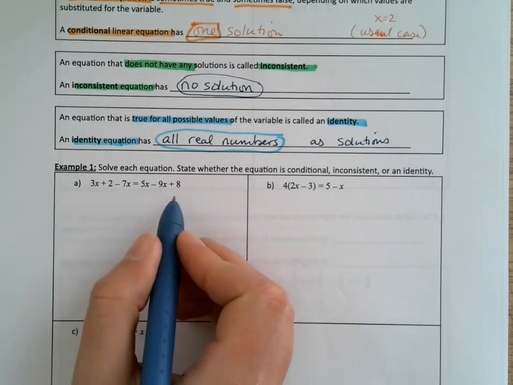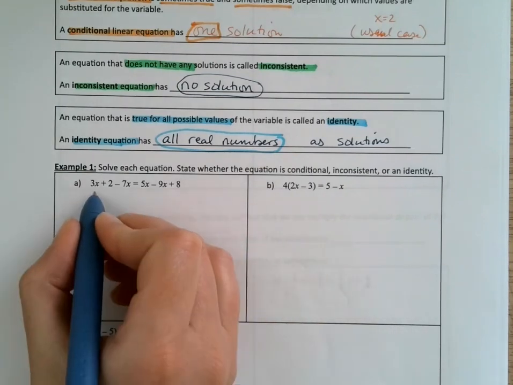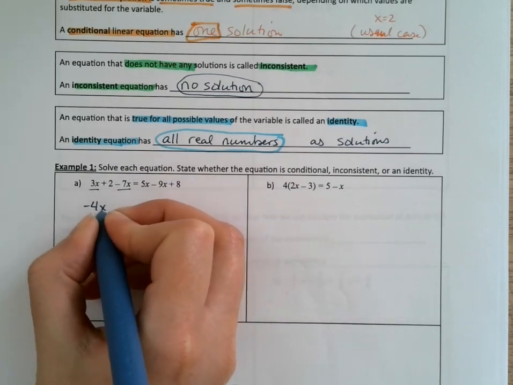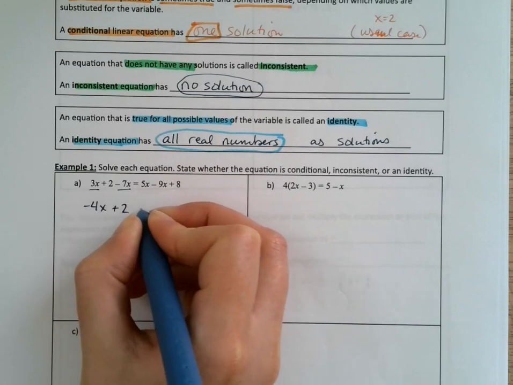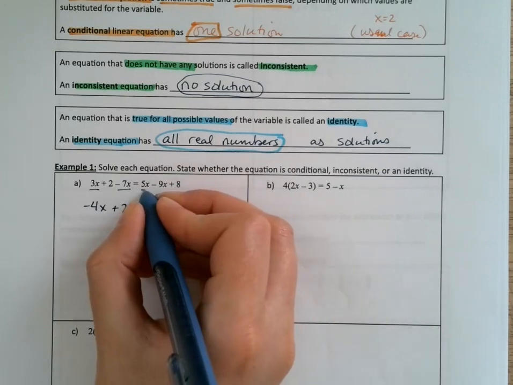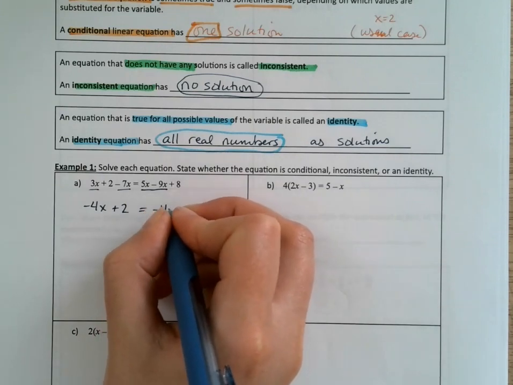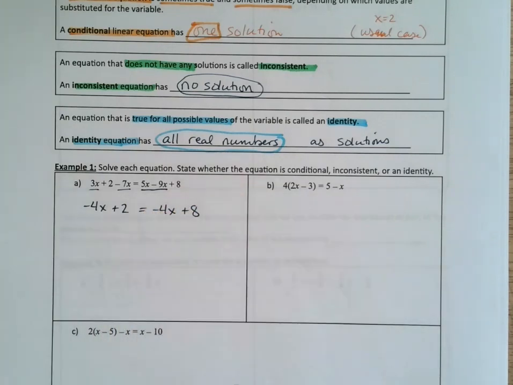So the first thing I want to do is simplify each side. I got my 3x here minus my 7x. That's going to be negative 4x plus 2 equals, and on the other side, we've got a pair of x terms right there. So 5x minus 9x is negative 4x plus 8.